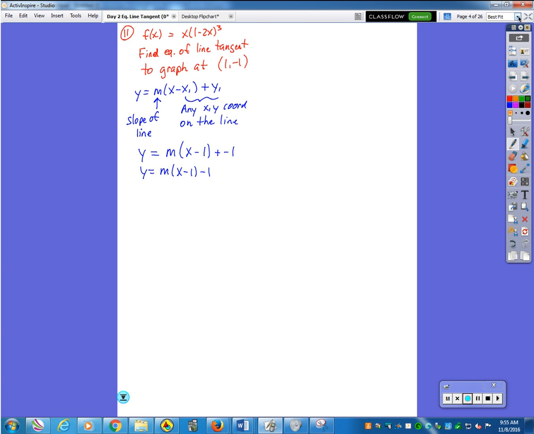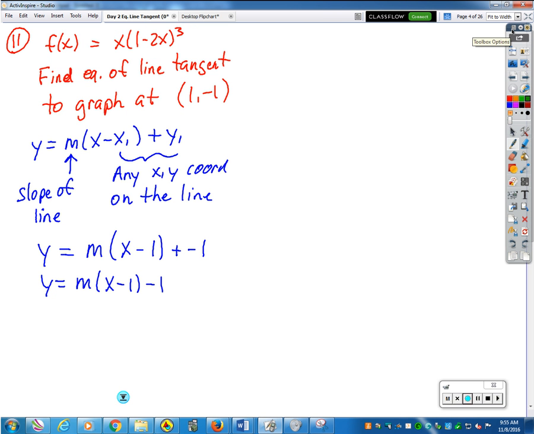Back to here. So we've got f prime of x. It's a product rule. So take the second function, multiply by the derivative of the first, plus the first function multiplied by the derivative of the second. x isn't a constant.